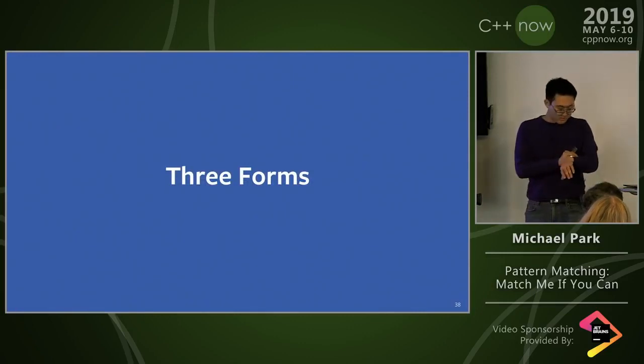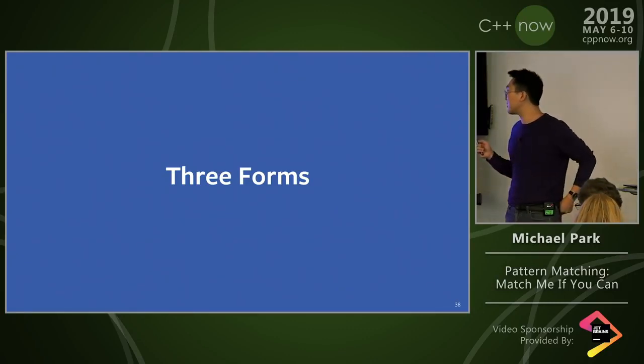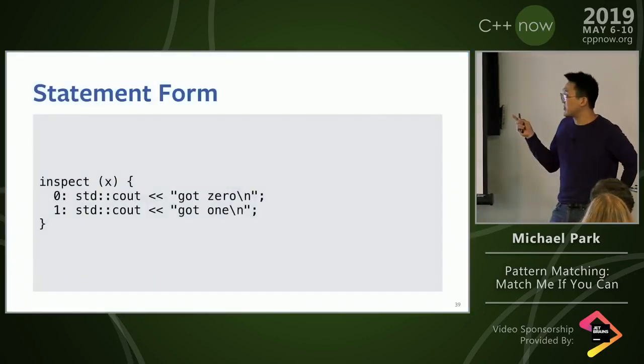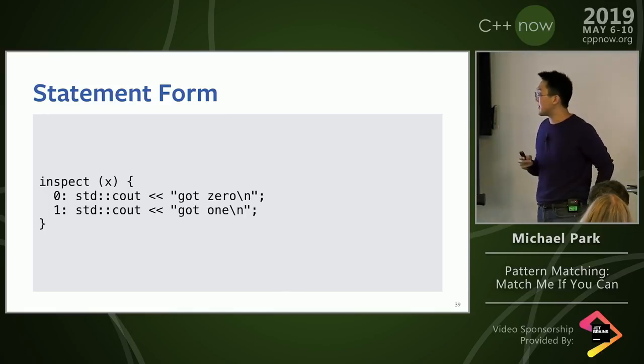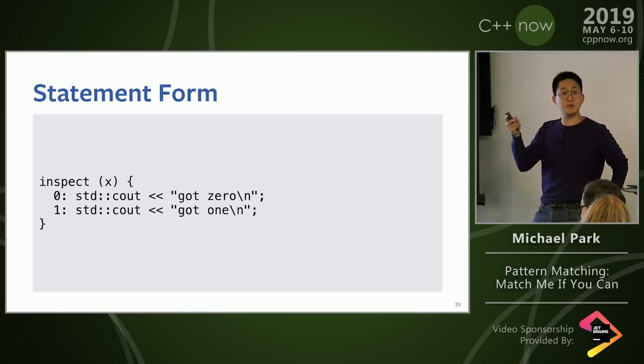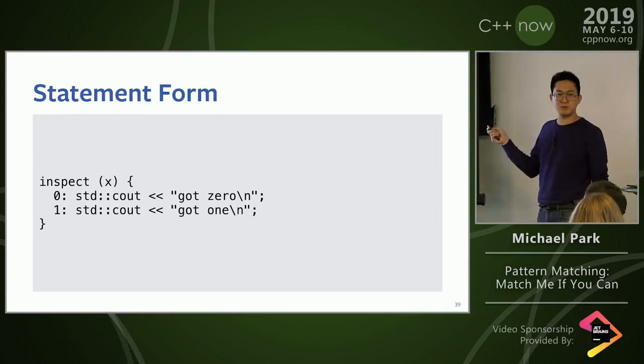Okay, so starting from here are the details of the paper. We have 3 forms of pattern matching that we want to see. First is one that you've seen in previous slides, which is a statement form. You can inspect on an X, and then you have different cases, and the pattern and the statement are delimited by a colon. It's pretty natural, right?